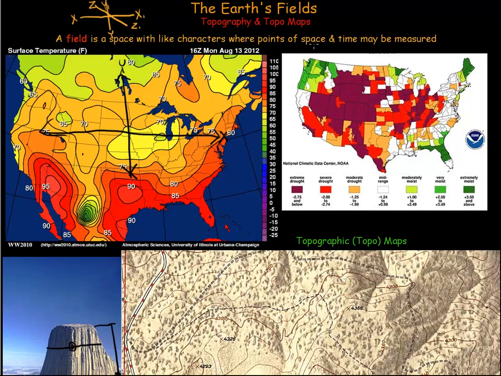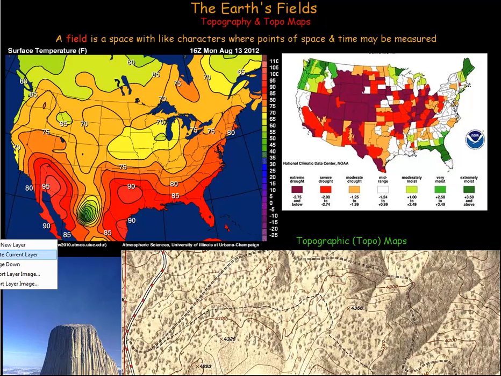But anytime you can take the space and time, anytime you can measure those, you've got a field. This is a field, this is a field, that's a field, this is a field. Two-dimensional fields, three-dimensional fields. Let me get rid of everything I just did. Okay, I add a new layer here so I can delete all this stuff. I drew it on the wrong layer.